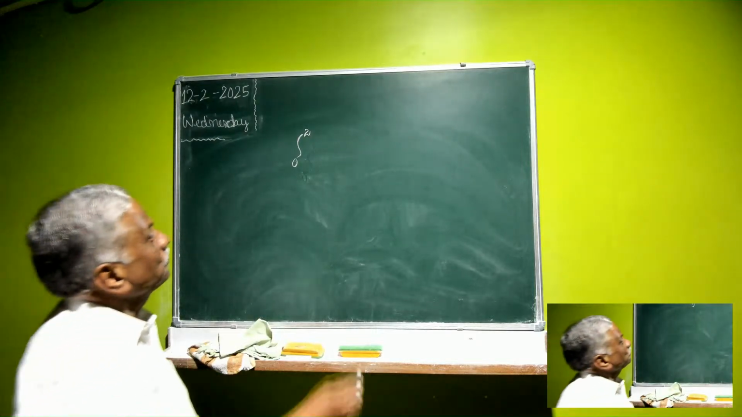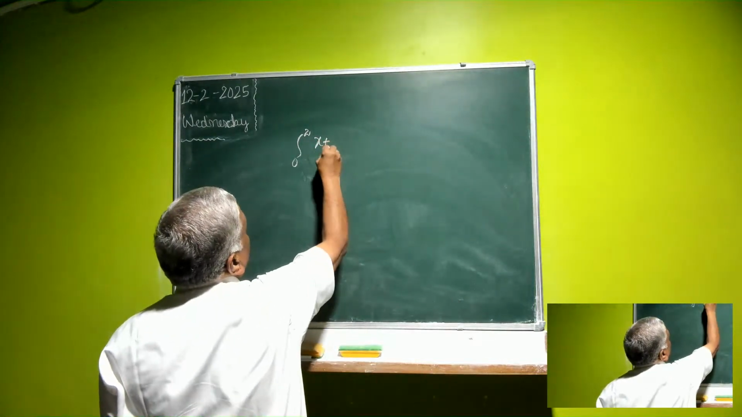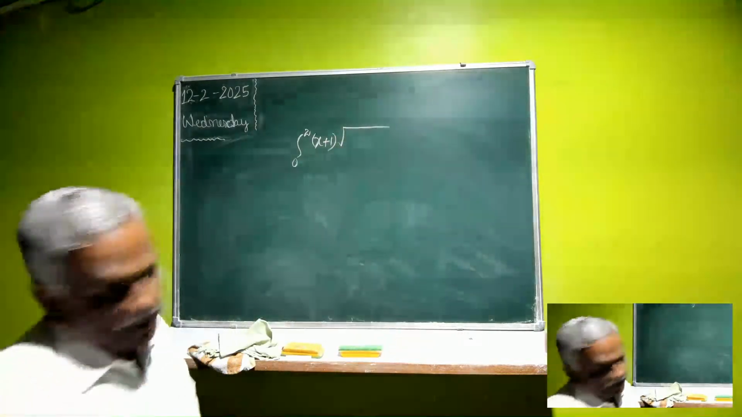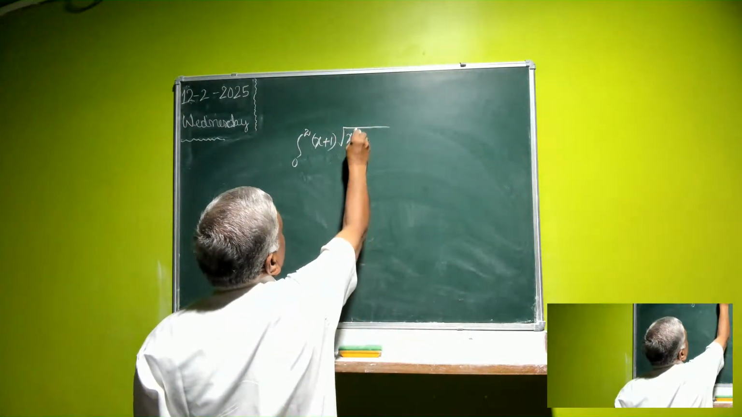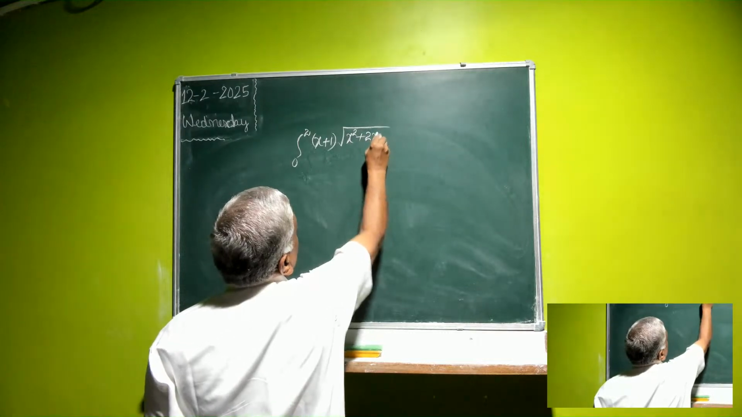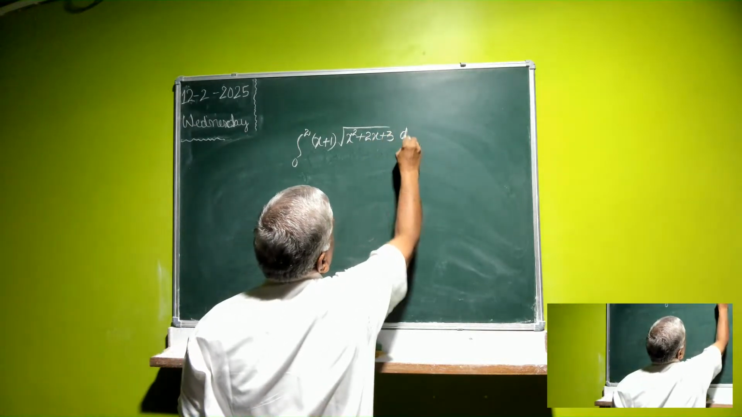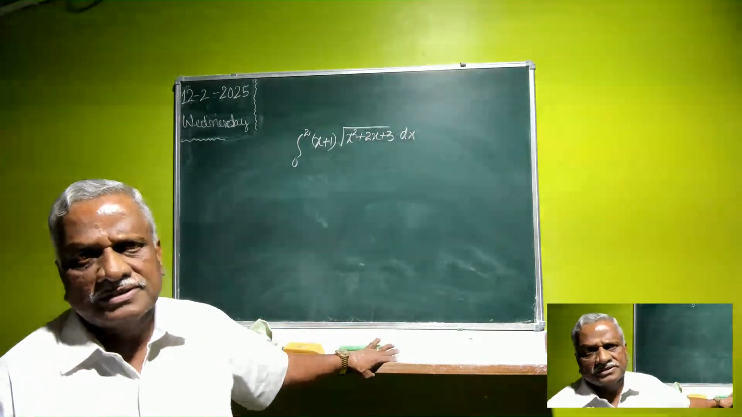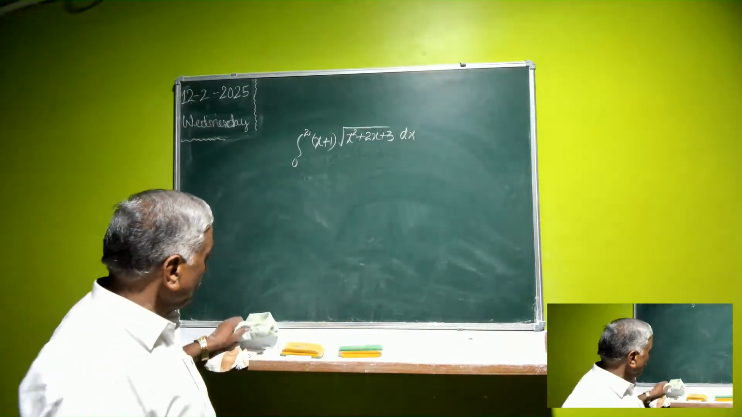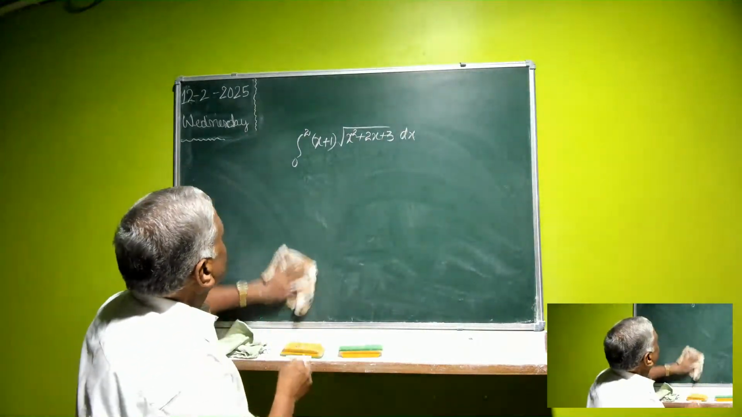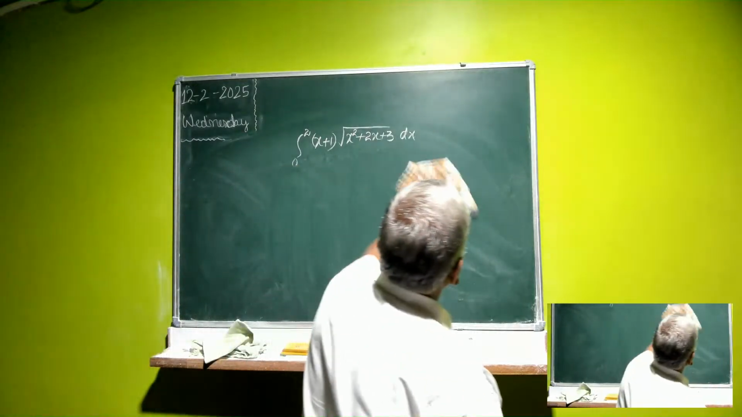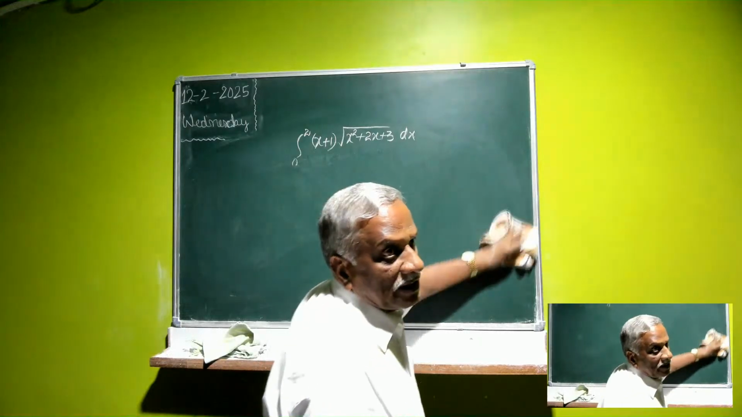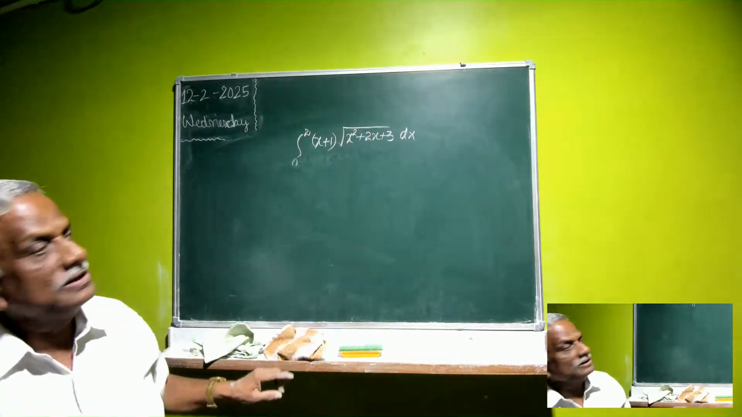Integral from 0 to 2 of x plus 1 into root of x square plus 2x plus 3 dx. Now let us not look at 2 and 0. Let us think that it's an indefinite integral problem only. First we shall think like that. So can we work this by the substitution method? That is possible if you call one of them t.